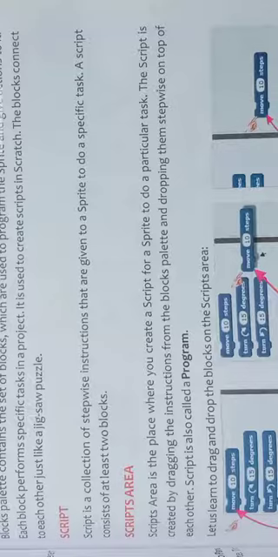Okay, so a script consists of at least two blocks, which means the minimum number of blocks is 2, and after that it goes higher and higher. You can add so many blocks that you can simply create a whole program.